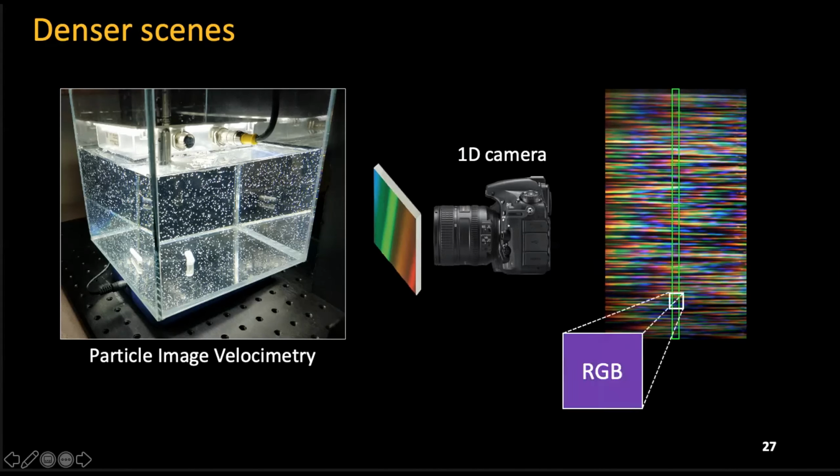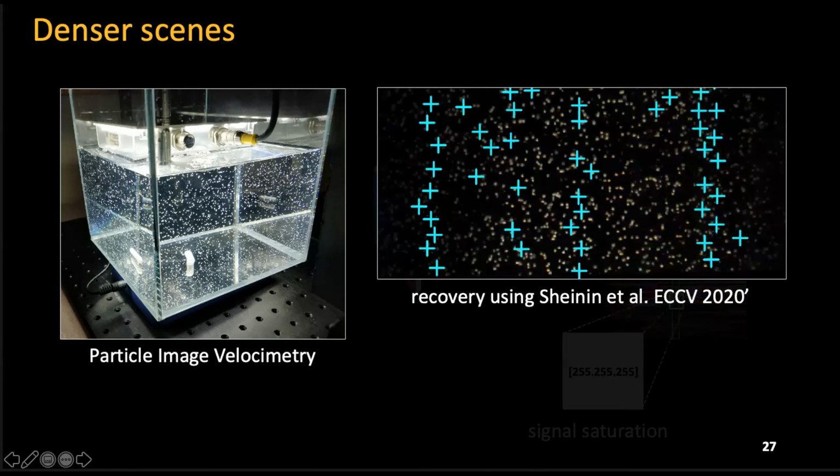And so you would get a combination of different colors and you could get mixtures, and that would not be easily solvable to decode the 2D position as before, right? And so in general, it doesn't work if you just had a 1D sensor, right?